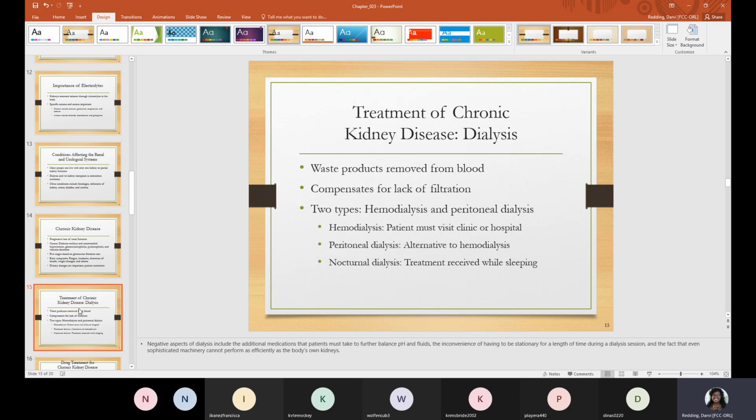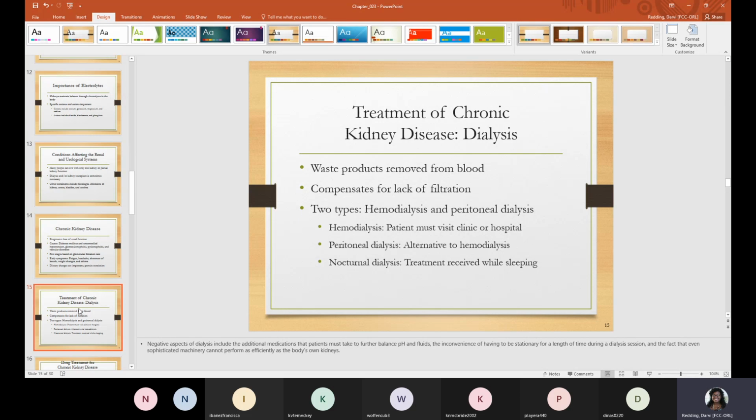So there are two types of dialysis. You have hemodialysis and you have peritoneal dialysis. So what's the difference? Hemodialysis is where the patient must visit a clinic or a hospital. Peritoneal dialysis is an alternative to hemodialysis. And you also have another type of dialysis, which is called nocturnal dialysis, and this is where the patient would receive treatment while sleeping.